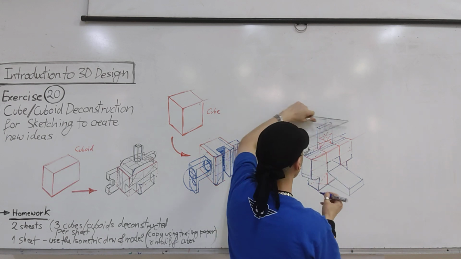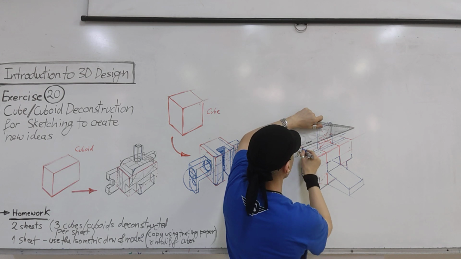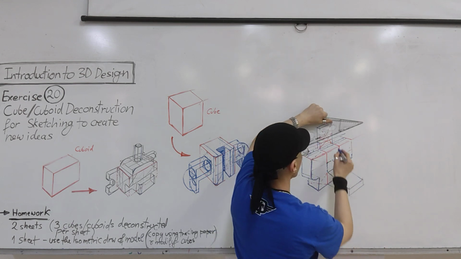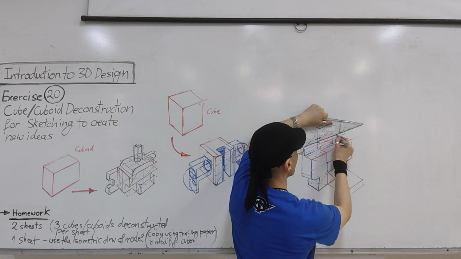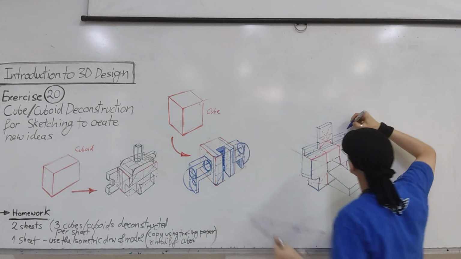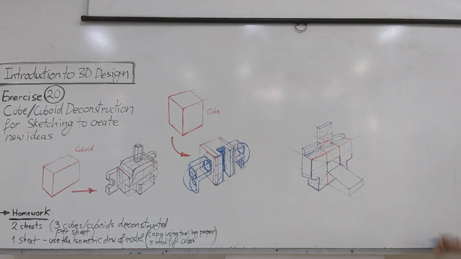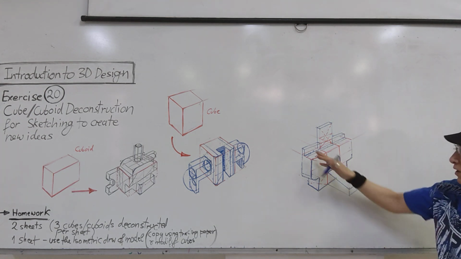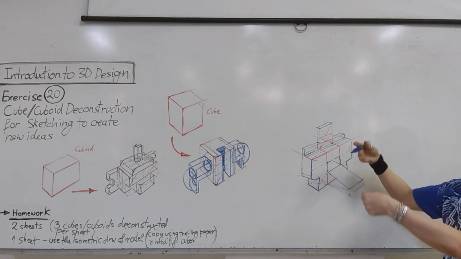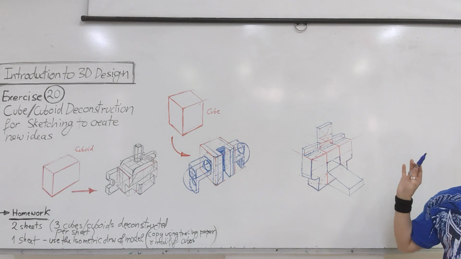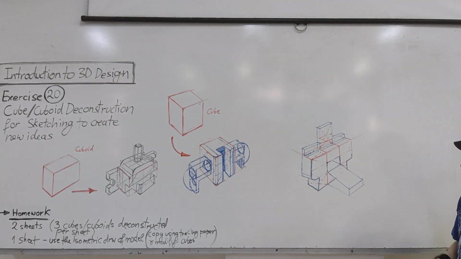This goes to the vanishing point. So I added another object, okay? And then continue. But anything with curves, the last thing you do, okay? And so on.